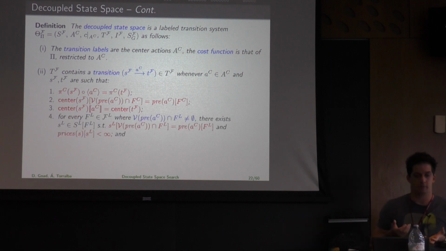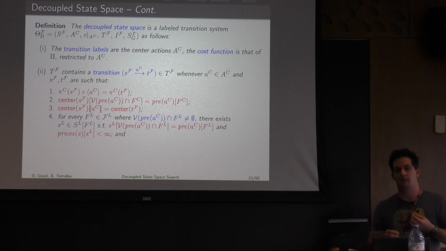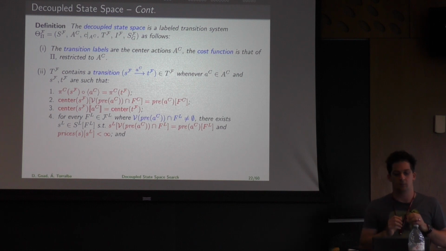And now for every leaf factor, if our center action has a precondition on this leaf factor, there needs to be a leaf state with finite price that fulfills this leaf precondition. In our example, like in the second example that I've shown you, if we choose package 1 to fulfill the precondition of the drive action, so we can only drive if package 1 is loaded, then we need a leaf state, namely a package in the truck with a finite price, so that we can apply this action.